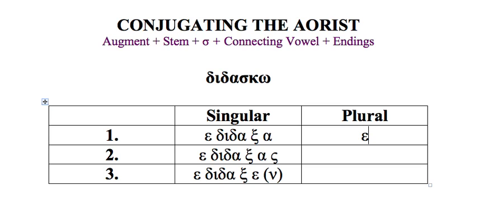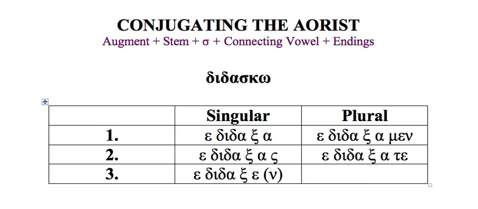First plural, augment, didak for our stem, sigma for our aorist. The two combine to a xi. Alpha for our connecting vowel. Our ending is min. Second plural, epsilon for our augment, didak for our stem, sigma for our aorist. Kappa sigma combines for xi. Alpha for the connecting vowel, and te for our ending.